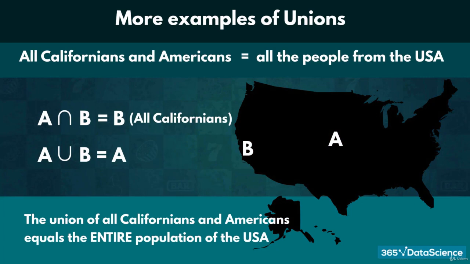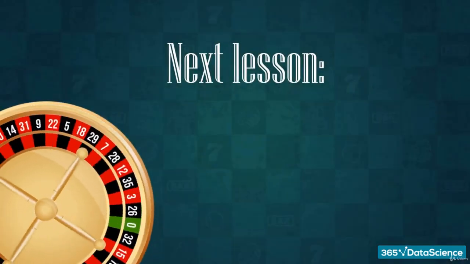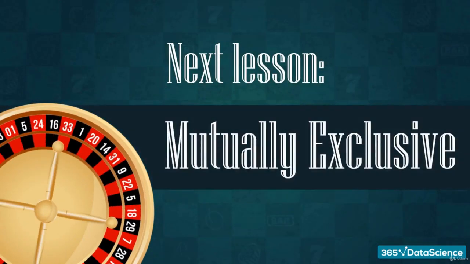Now that we know what unions and intersections are, we can talk about mutually exclusive sets. In the next lecture, we are going to define the term mutually exclusive and discuss certain characteristics of such sets.